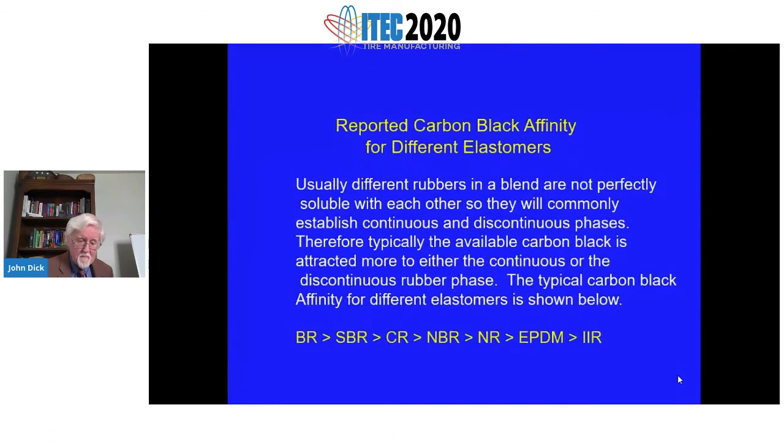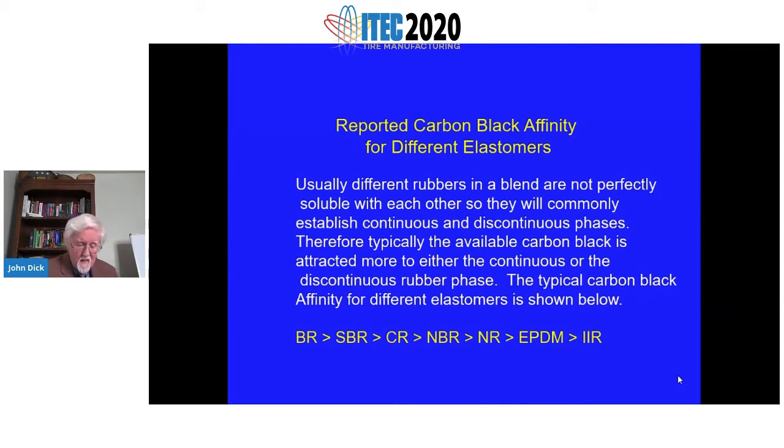On the next slide, you see reported in the literature the carbon black affinity for different elastomers. Usually different rubbers in a blend are not perfectly soluble with each other, so they will commonly establish continuous and discontinuous phases. Therefore, typically, the available carbon black is attracted more to either the continuous or the discontinuous rubber phase, depending on which one dominates.